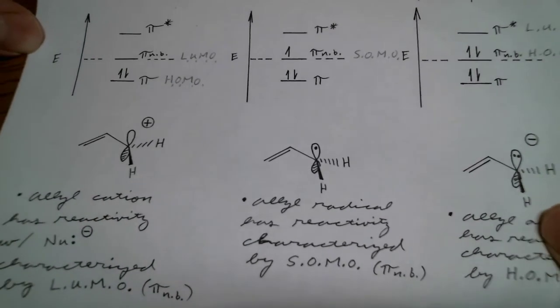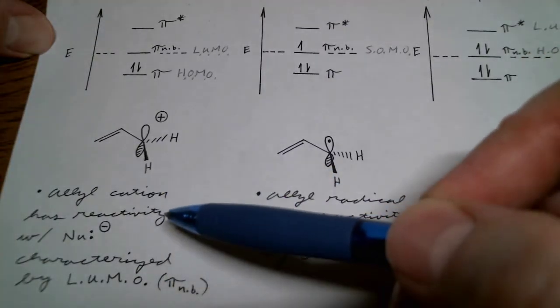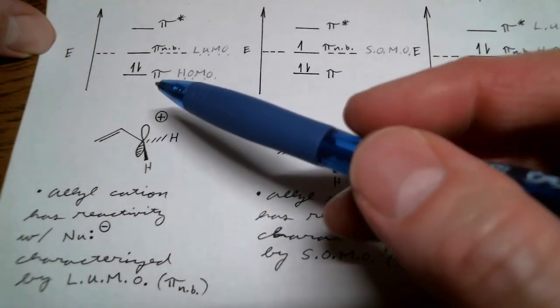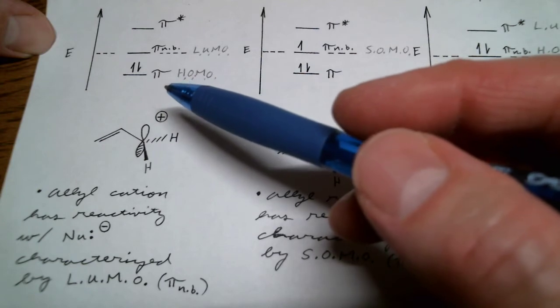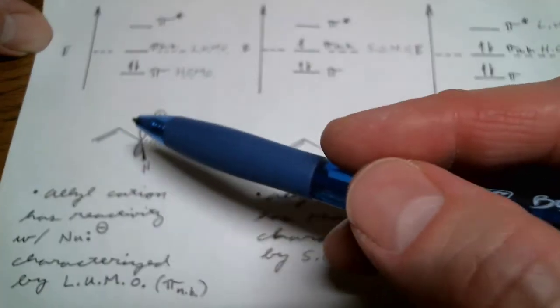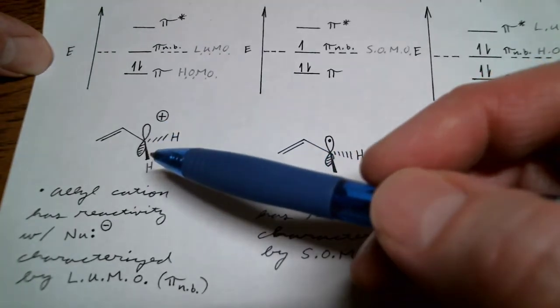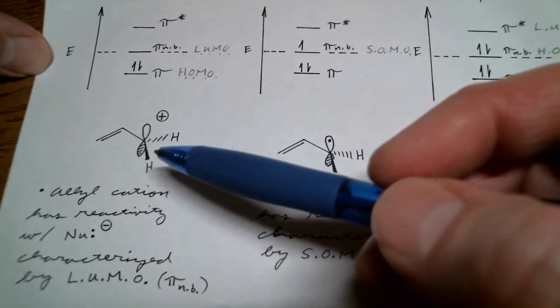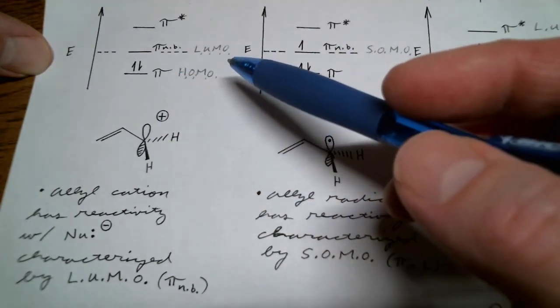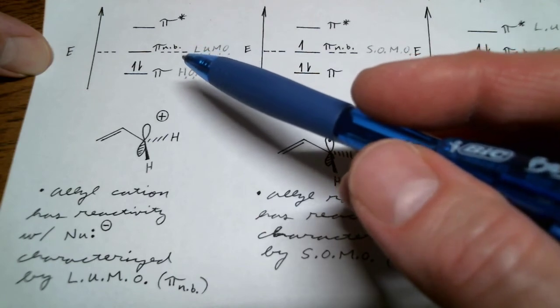Oh my, here we go, right? Here's our allyl cation. What is the highest occupied molecular orbital? Well, it's the pi bonding type molecular orbital, where all three p orbitals on all carbons have the same shading and phase on the same side of the plane of the molecule. What's the lowest unoccupied molecular orbital? It would be pi non-bonding, right?